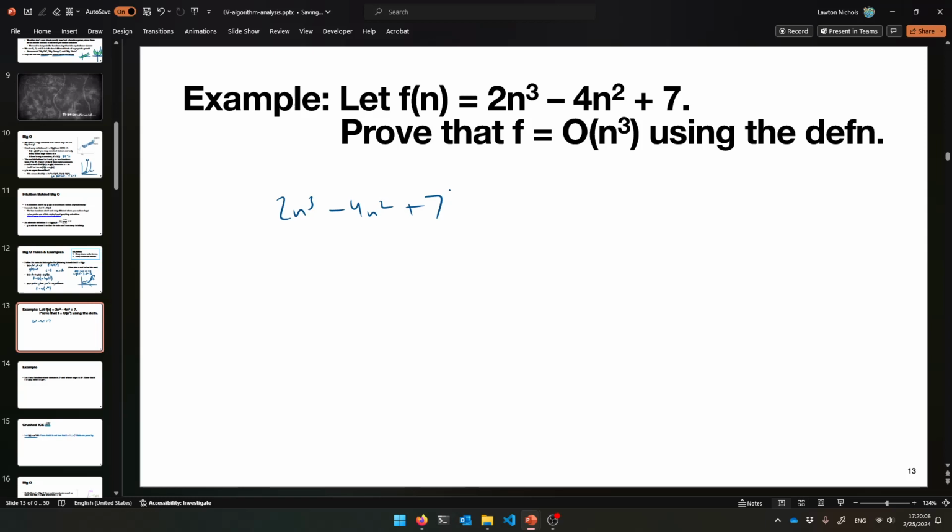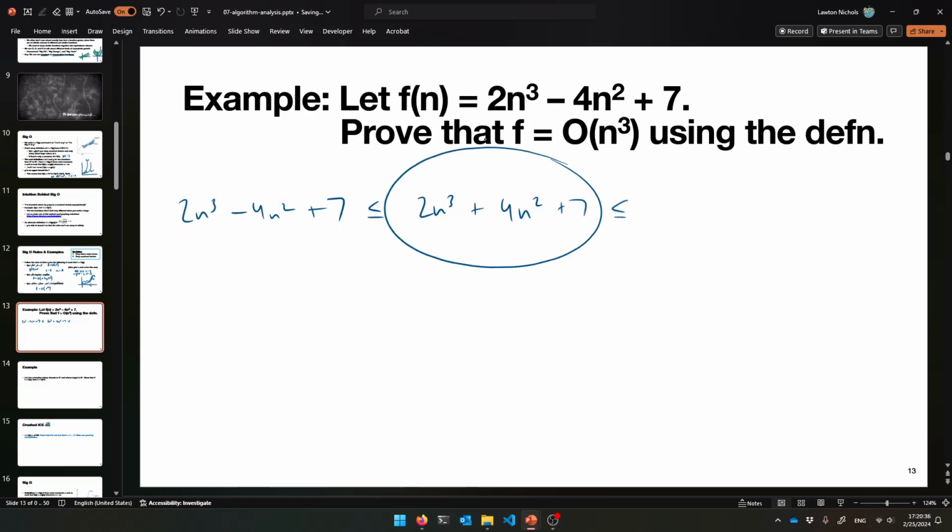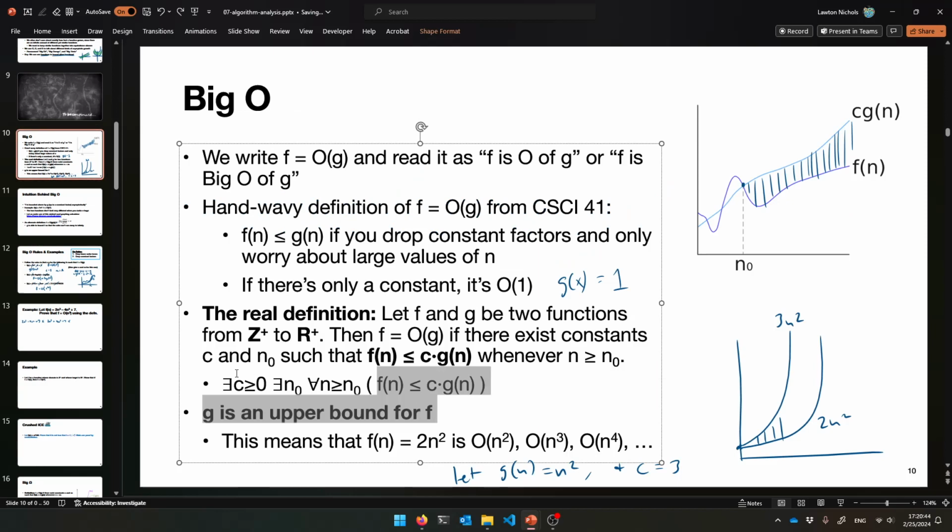So this is our original function, 2n cubed minus 4n squared plus 7. Do you see that this is less than or equal to 2n cubed plus 4n squared plus 7? Just make it all positive, right? This will always be less than or equal to. This is an easy way to do the proofs. So I have changed nothing. This is a bounding above the original one. Do you see that? Just using math, I'm going to find a function that bounds it above. That follows our definition of what big O needs to look like.